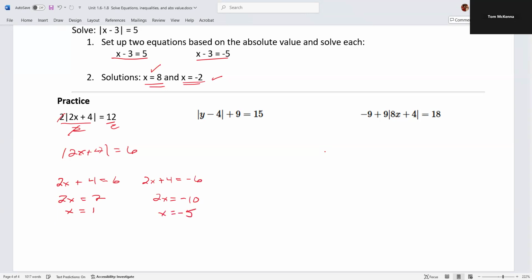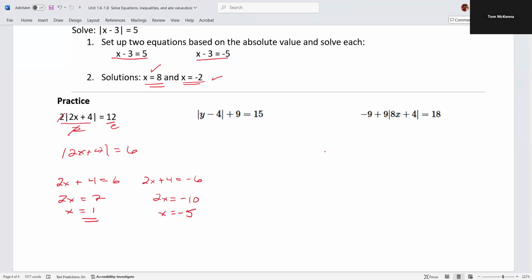Now, does the answer make sense? Well, let's substitute a 1 in. If I go back to my original equation, in the absolute value, 2 times 1 is 2, 2 plus 4 is 6, and then I multiply that result times 2, I do get a 12. Okay, what about negative 5? Inside the absolute value, 2 times a negative 5 is a negative 10. Negative 10 plus 4 is a negative 6, but then I apply the absolute value to that, which produces a positive 6. 6 times 2 is 12. So you can see the answers do check.